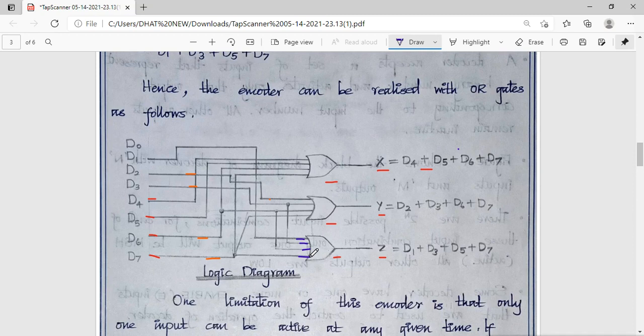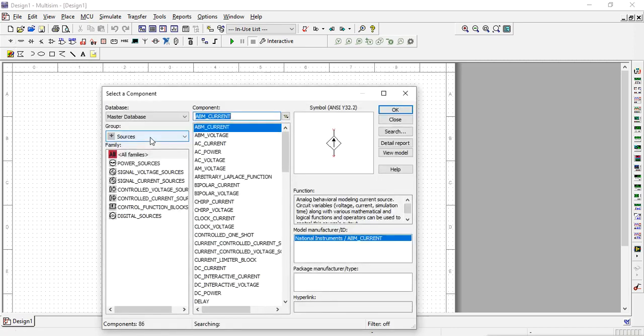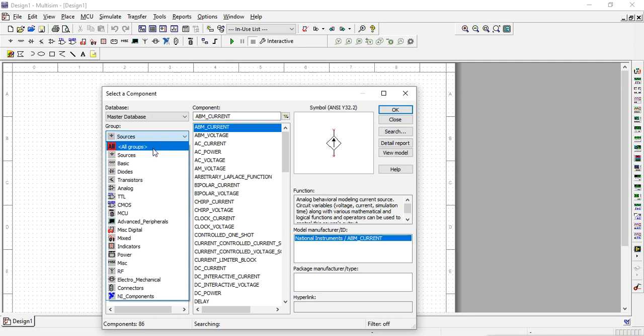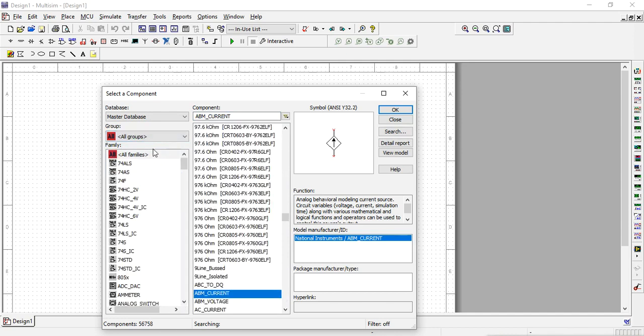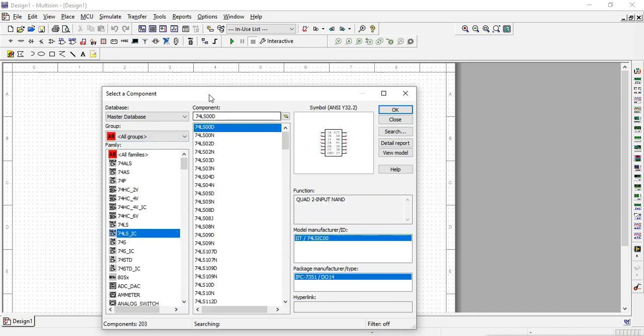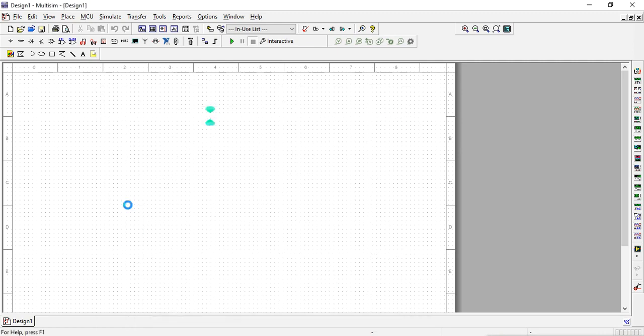Now we are going to see the simulation. For the encoder simulation, we need an IC, a probe and a switch. First, I will take the IC. So go to sources, and then choose all groups and choose the 74LS IC. We need the 74LS32D IC. Click OK and get the IC.